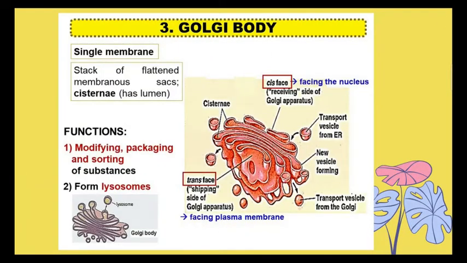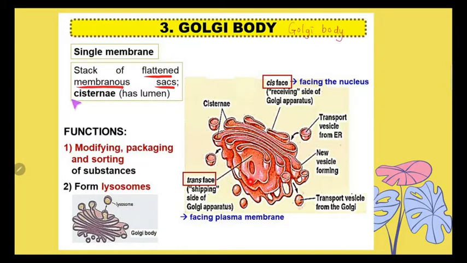Okay, next is Golgi body. To write down Golgi body, please take note that you must capitalize G, because Golgi is the name of a person. So you must capitalize G. Golgi body has a single membrane, and it has a stack of flattened membranous sacs similar to rough ER.